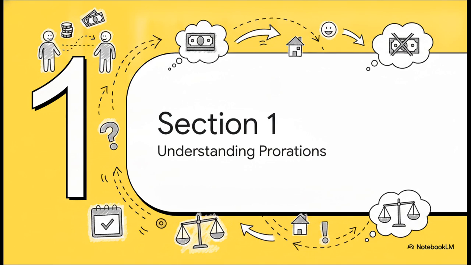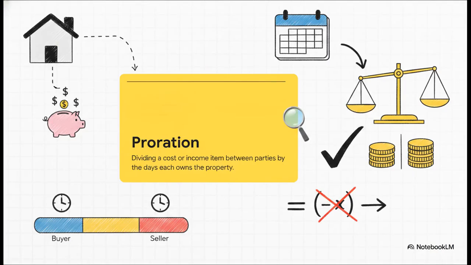Section 1. Understanding real estate prorations. So closing day can honestly seem a little chaotic, right? You've got unpaid bills floating around, prepaid expenses, and two parties just trying to settle up fairly. Well, prorations are your absolute best tool for fairness in this process. By definition, proration is simply dividing a cost or income item between the parties according to the number of days each owns the property during the applicable period.